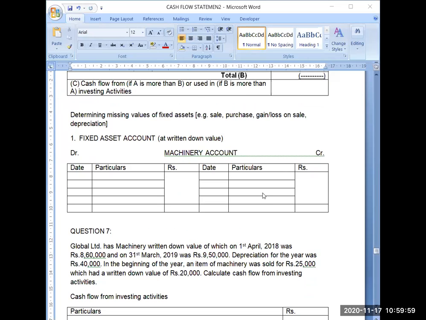So you should be well versed with this machinery account as you have studied this in class 11th syllabus in depreciation chapter. We have revised that topic also. So major entries in the machinery account will be what? At the time when you are purchasing any machinery, the major entry will be to bank account for the purchase of machinery.